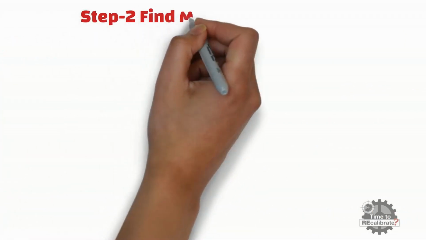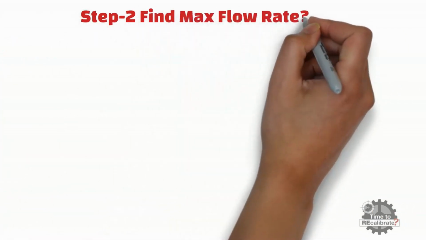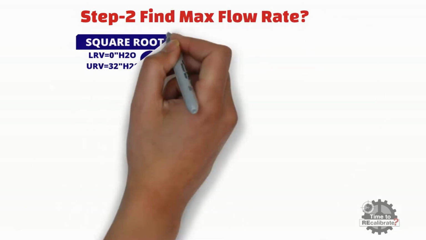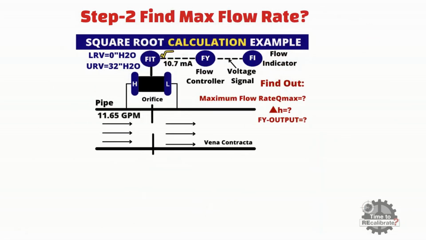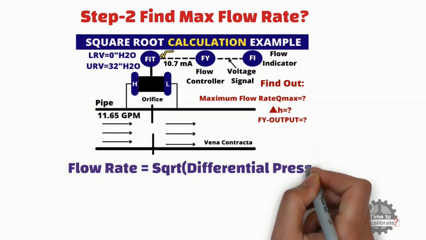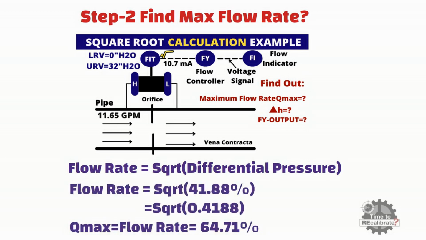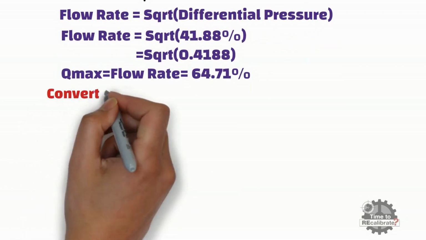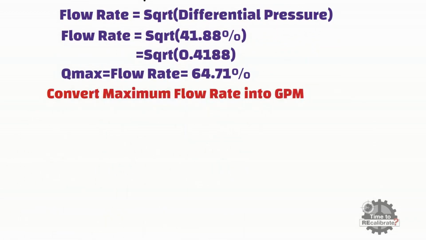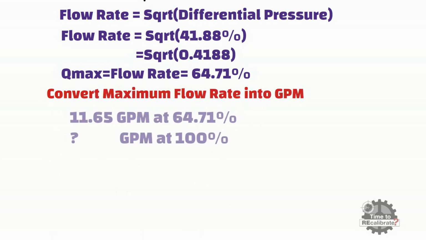Step number 2. Find maximum flow rate. As we know that, flow rate is directly proportional to square root of differential pressure. Now, put 41.88% in this equation, and take square root of this value. You will get 64.71%. This is the maximum flow rate in percentage. Now, convert this maximum flow rate into GPM. When you put values into the equation, you will get 18 GPM maximum flow value.